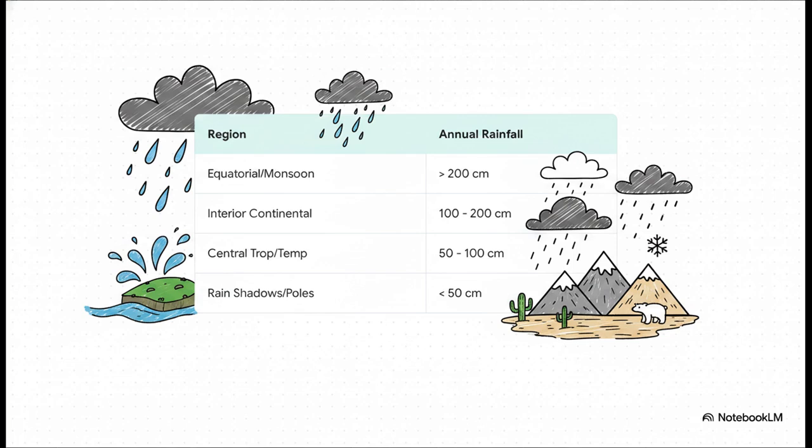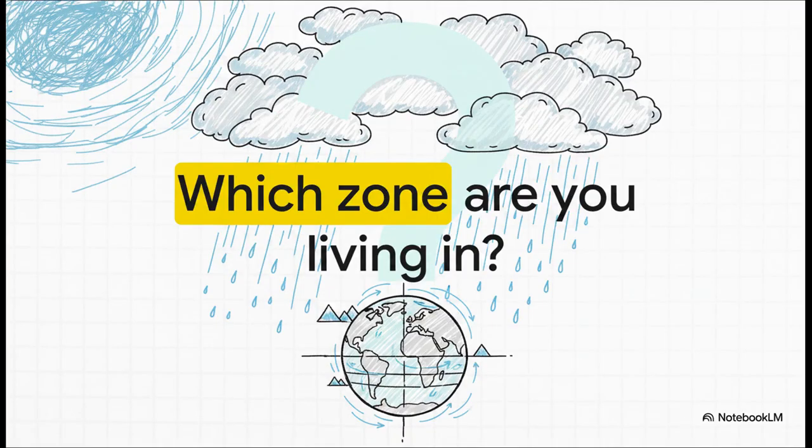The equatorial belt and coastal monsoon lands are absolutely soaked, receiving over 200 centimeters a year. Move inland, and that drops to a moderate 100 to 200 centimeters. Central tropical and temperate lands see about 50 to 100 centimeters. And finally, areas in deep rain shadows or near the frigid poles are essentially atmospheric deserts, getting less than 50 centimeters annually.